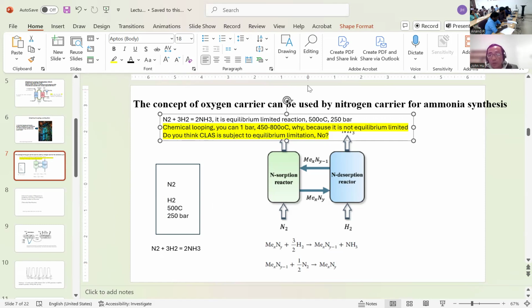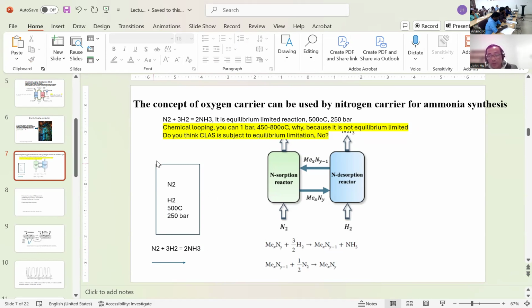Remember, if you increase the pressure, they go this way, all right? Because you have 4 molecules on this side, and then you have 2 molecules. In this system, the traditional Haber-Bosch process with hydrogen and nitrogen, if you increase pressure, it will go this way. Here, increasing pressure doesn't help you because nitrogen and hydrogen don't see each other. They are present in 2 different vessels. Make sense? Yes, sir.